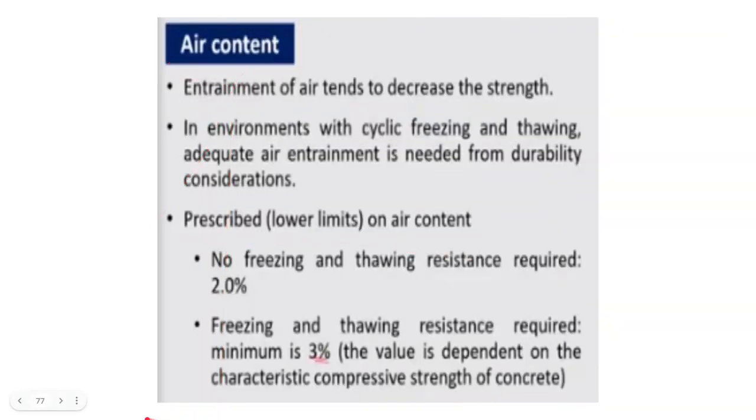Now let us see the air content. Entrainment of air tends to decrease the strength, which is obvious. In environments with cyclic freezing and thawing, adequate air entrainment is needed for durability considerations. The prescribed lower limit on air content is 2% if no freezing and thawing resistance is required, and a minimum of 3% if freezing and thawing resistance is required. This value is dependent on the characteristic compressive strength of concrete. So these are the parameters which have to be kept in mind in HSC. Although we have studied that it should ideally be between 4 to 10%, that is for normal concrete.